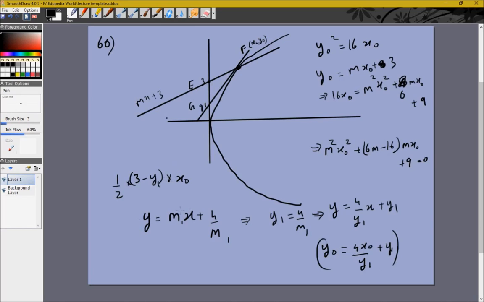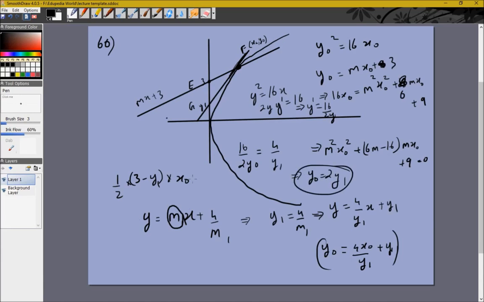Right, and finally we can calculate this value of m1 itself. The slope of the parabola at this point must be the same slope, right? And if y squared is equal to 16x, 2y y dash is equal to 16, which implies y dash is equal to 16 by 2y. That means the slope at this point is 16 by 2y0. But we already know it is 4 by y1, right? So from that we get y0 is equal to 2y1. All of this was done so that we can get x0 and y1 in terms of y0, right?